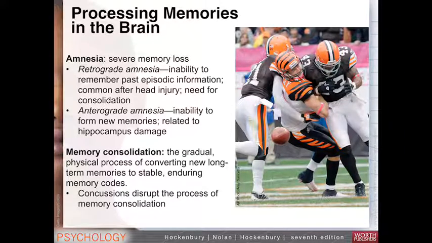What's important is this idea of memory consolidation. We've talked about this before, in terms of sleep, that memory consolidation is when we convert these new long-term memories into very stable memories that we can retrieve after a long period of time. And so what can happen, for example, with concussions, is that we can actually disrupt this process of memory consolidation, and this can cause a problem in remembering.